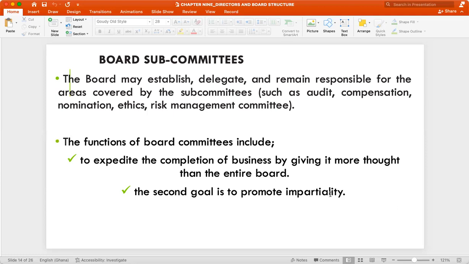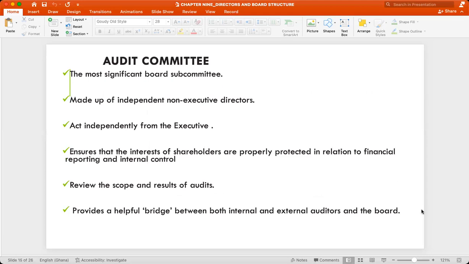So the committee will do their own investigations and work and determine the decision that the board should make without people with interest being part of the committee. Okay. So let's look at them now one by one. So here, what is important is to know what the committee is and the role that they perform, all right?